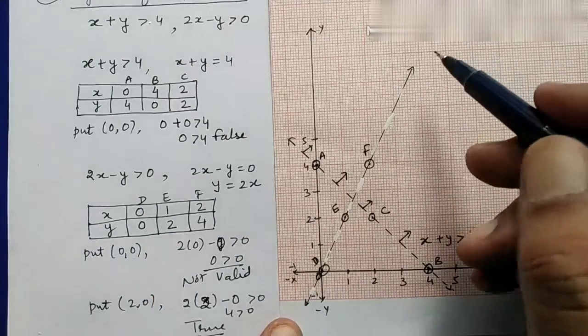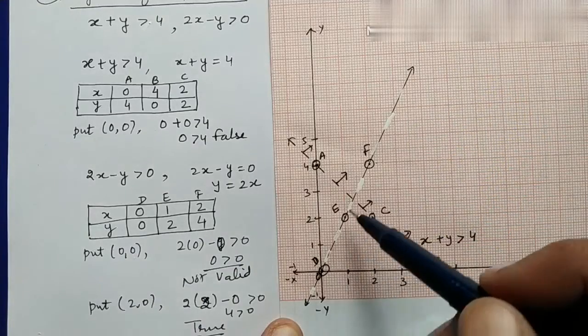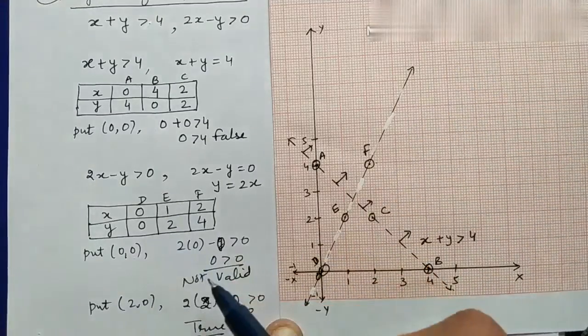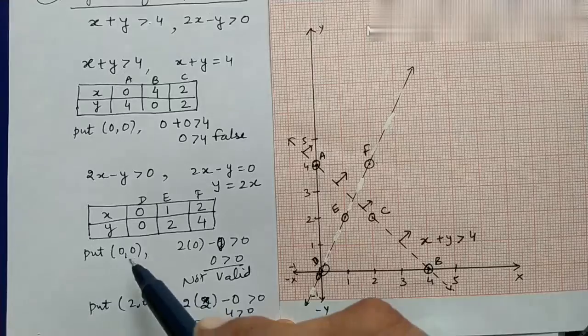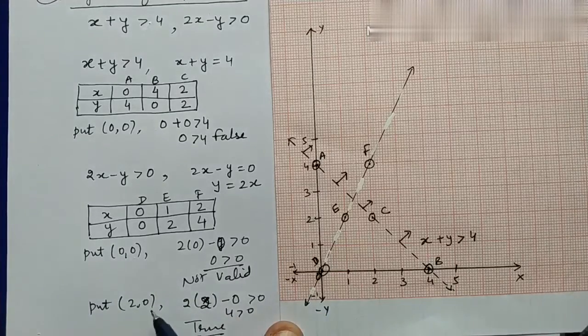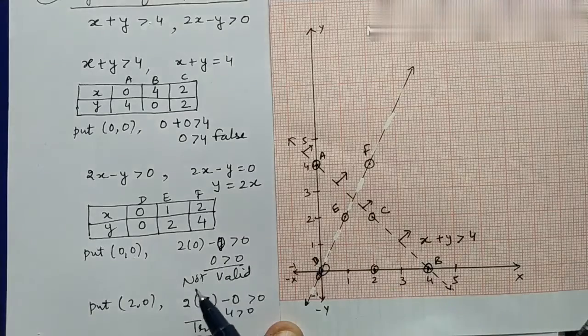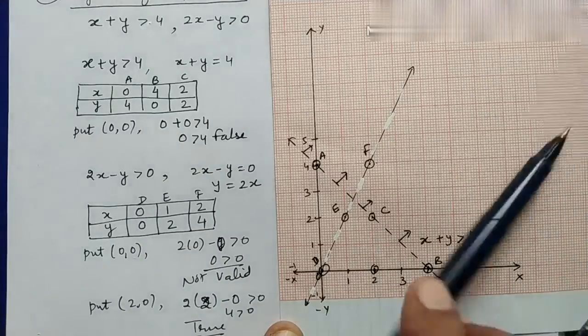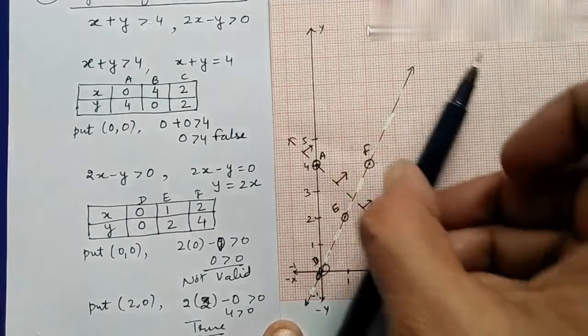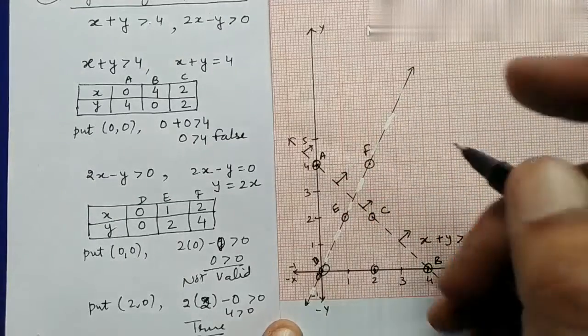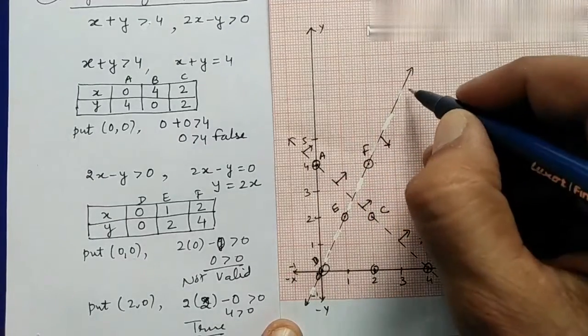So for this second line of inequalities we will keep a gap. Here, look, the point 0, 0 we do not consider; we consider the point 2, 0. This point is here. This point is true, which means the point is included, so we have to take this side region, and we will mark the arrow on this side.